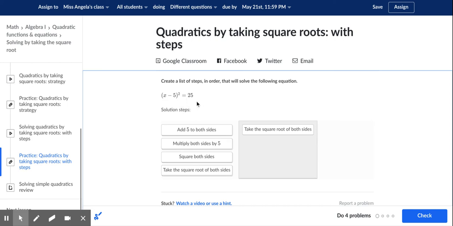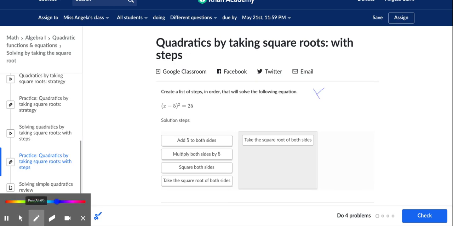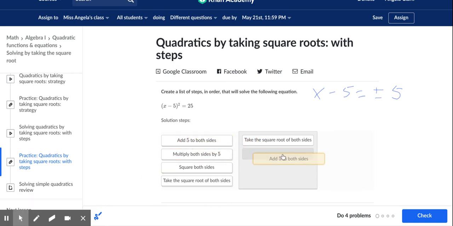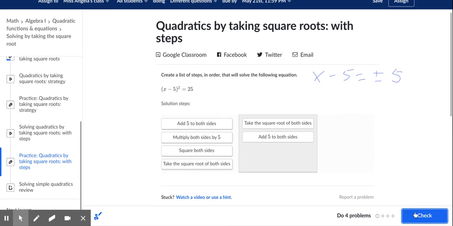Once you've done that, you would have x minus 5 equals plus or minus 5, right? So what you would need to do next is add 5 to both sides. You would split it into the two cases first before you do that, but that's not one of the options. So we're just not putting that step. And then we would be done.